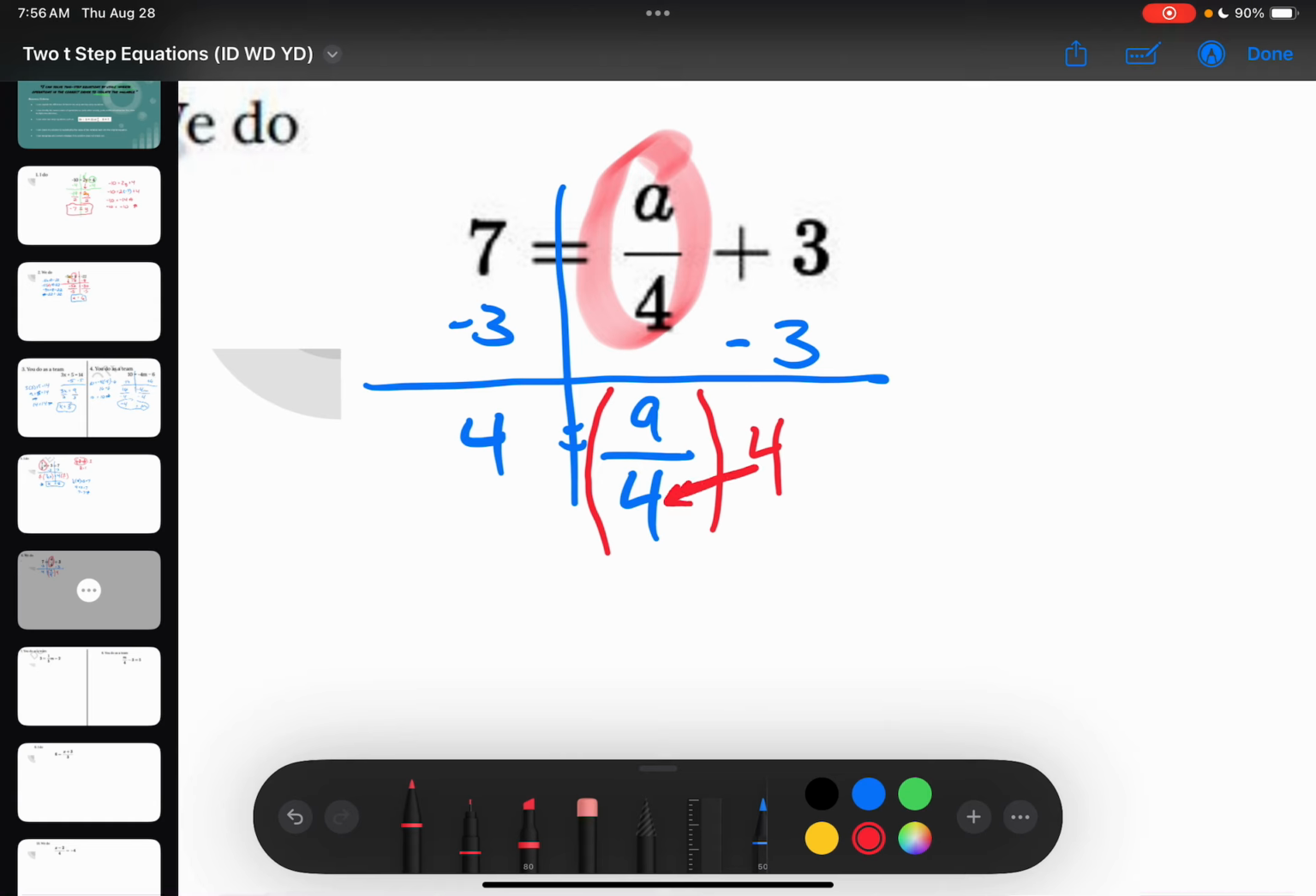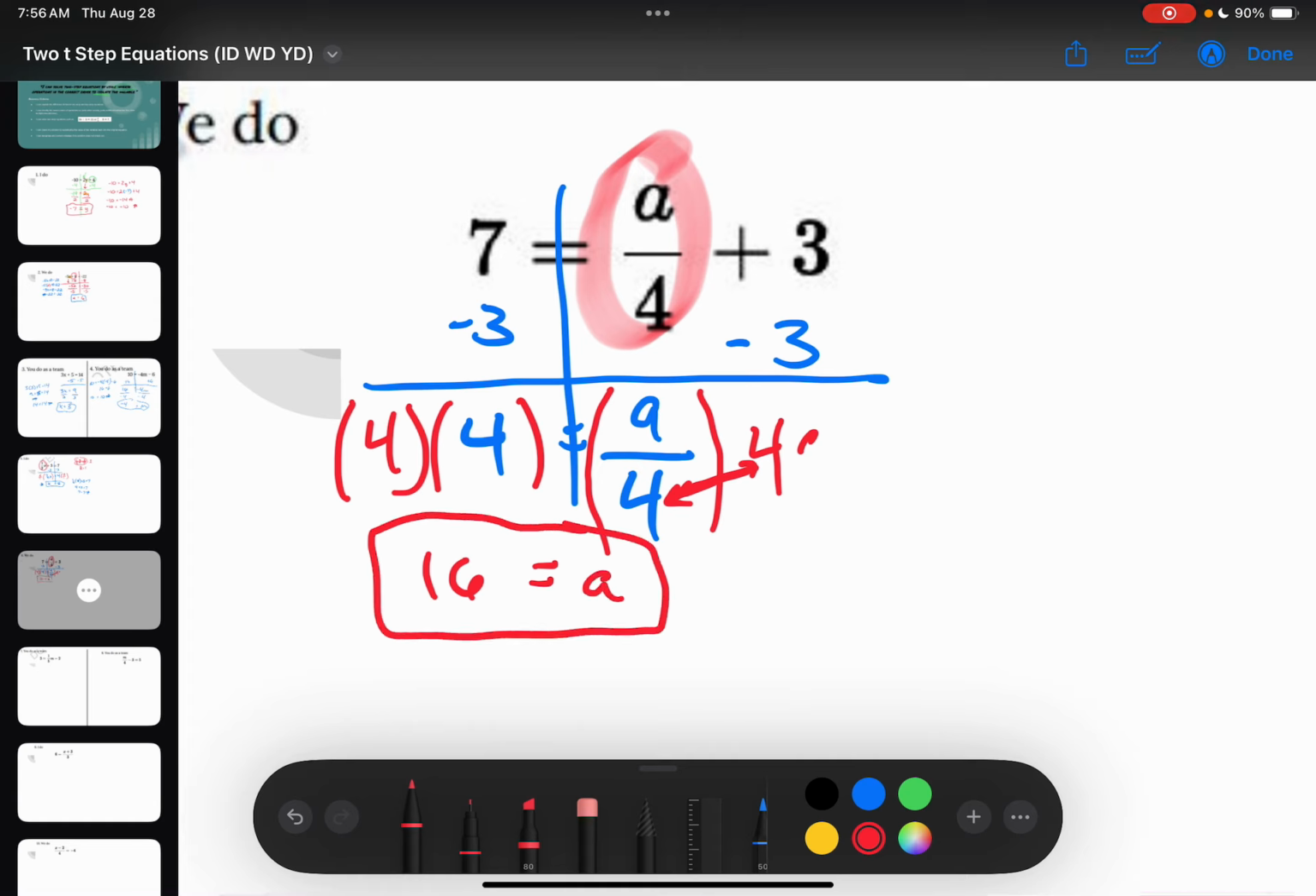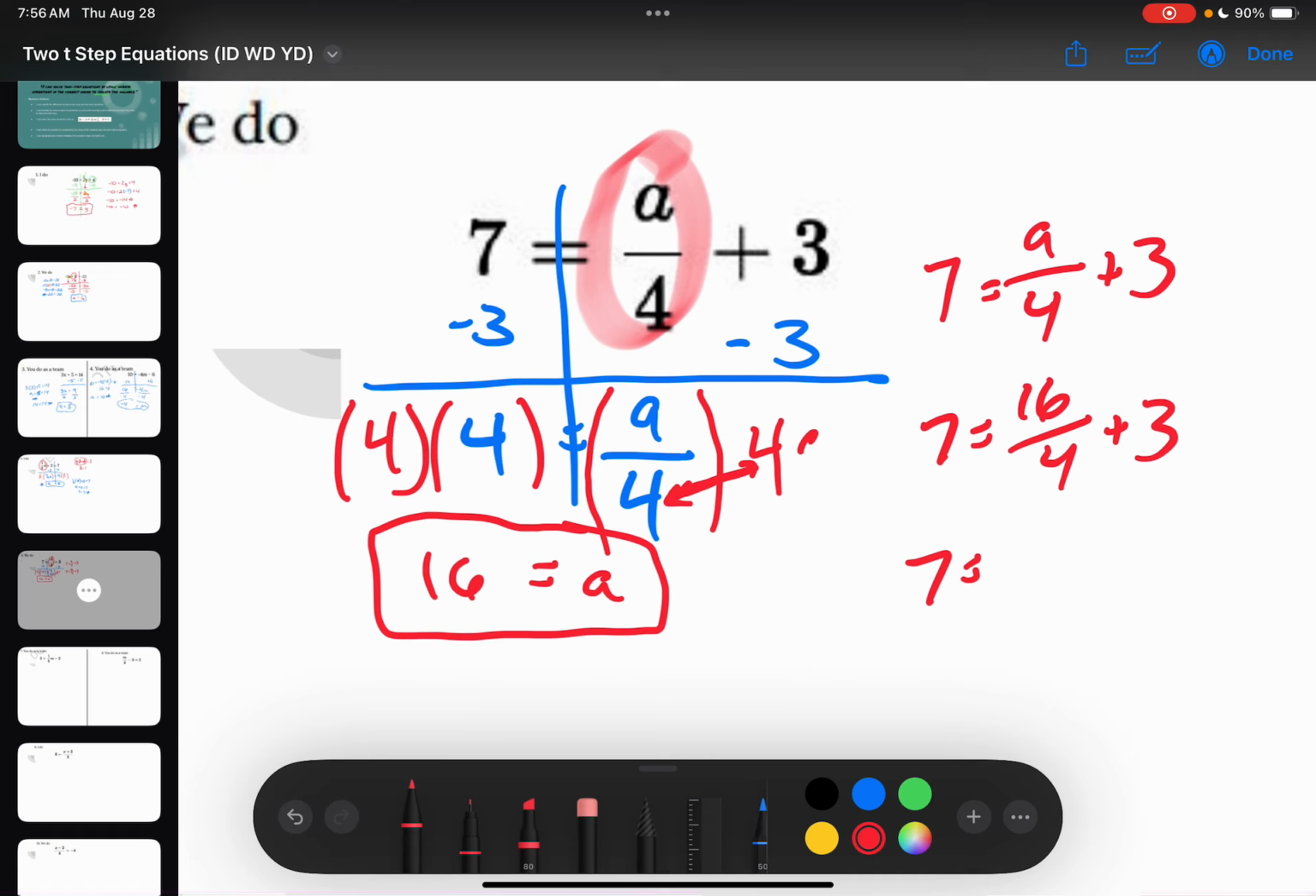And again, these two are going to cancel each other out, but because we did this 4 here, I've got to multiply by 4 again on this side. 4 times 4 on the left side gives me 16. 16 equals a should be our answer. And if I go to check that, 7 equals a over 4 plus 3. 7 equals 16 over 4 plus 3. 7 equals 4 plus 3, because 16 divided by 4 is 4. And 7 equals 7.